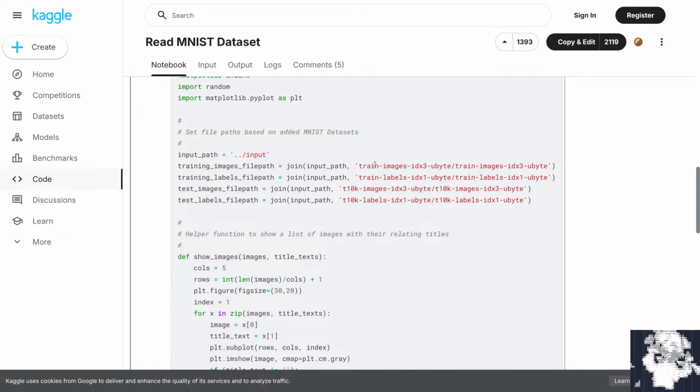What are they? Train images, train labels. And then T10K images, T10K labels. Why do they have such weird names? So I'm guessing the training images is the 60,000 and the T10K is the 10,000.